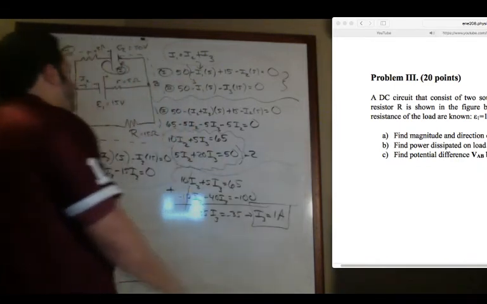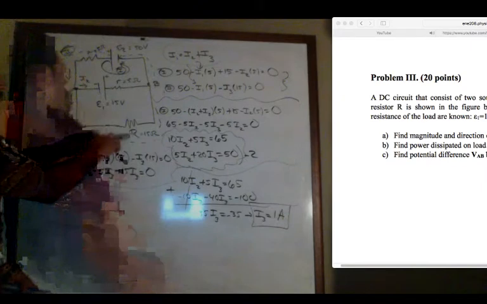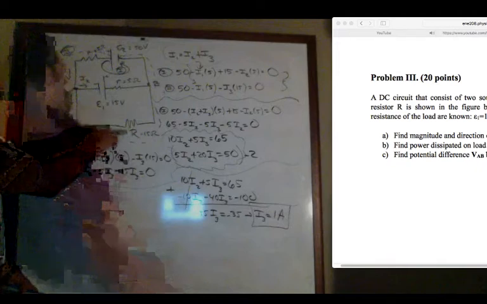And that is how much current goes through that capital R, because that's the current that goes through R. And because it was positive, we know we pointed it in the right direction, and so as for the direction, it's going from left to right. That came out to a positive current. Okay, so that was part A.